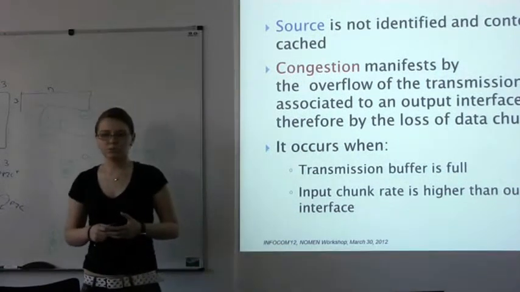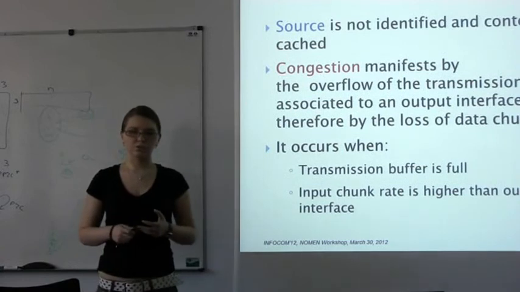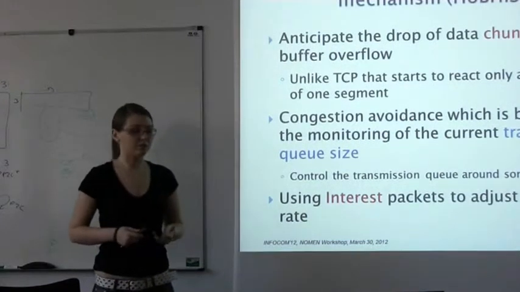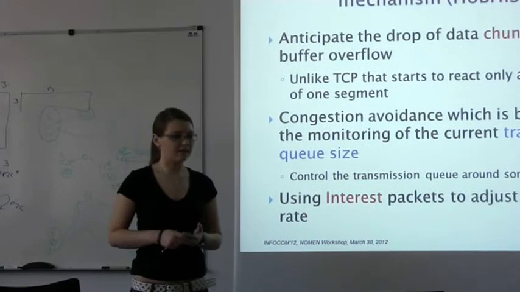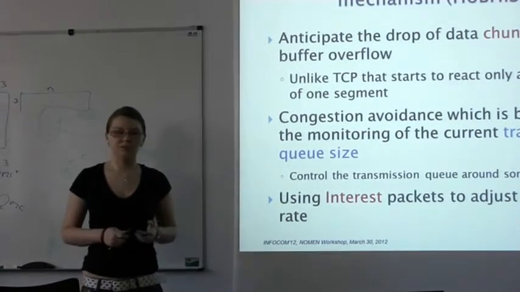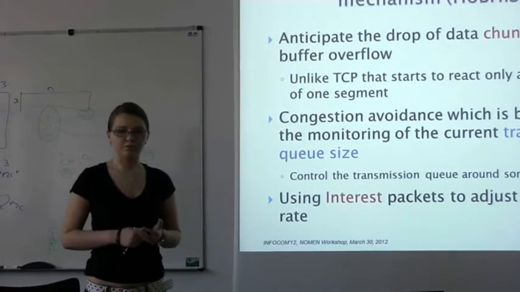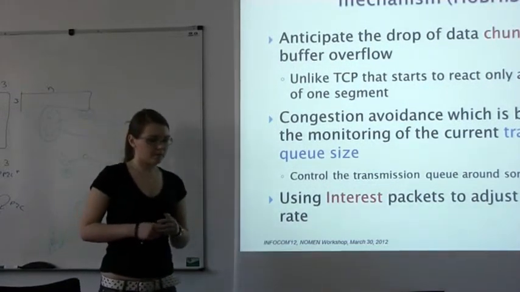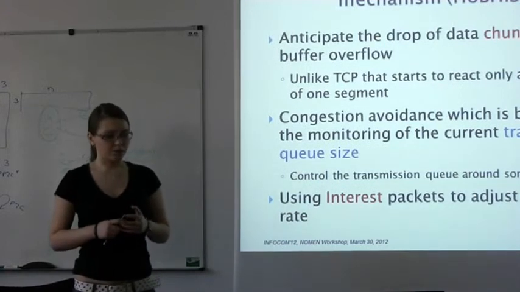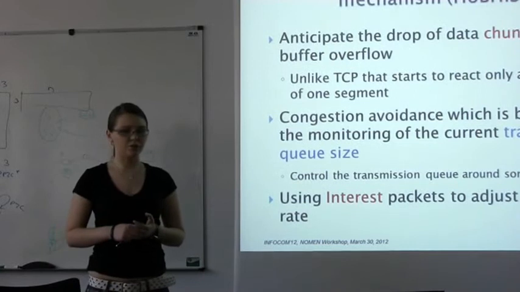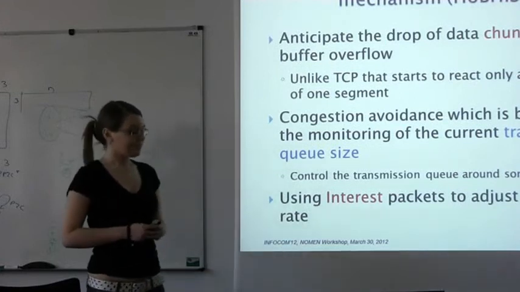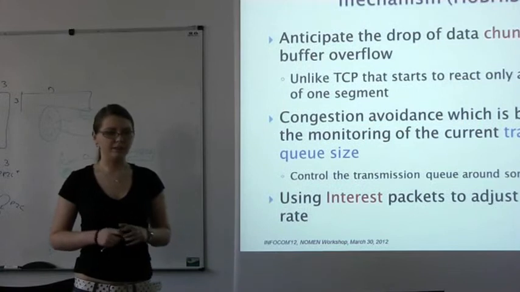So what can we do to control this situation? We present our HoBHIS intra-shaping mechanism, or just HoBHIS, that has been designed to anticipate the drop of data chunks due to the buffer overflow. It is not like TCP because TCP starts to react only after the drop of one segment. The goal of our congestion control mechanism is to avoid the losses. And what's more, we want to keep the average queue size around some fixed value called threshold. So we use the interest packet instead of the chunk packet.